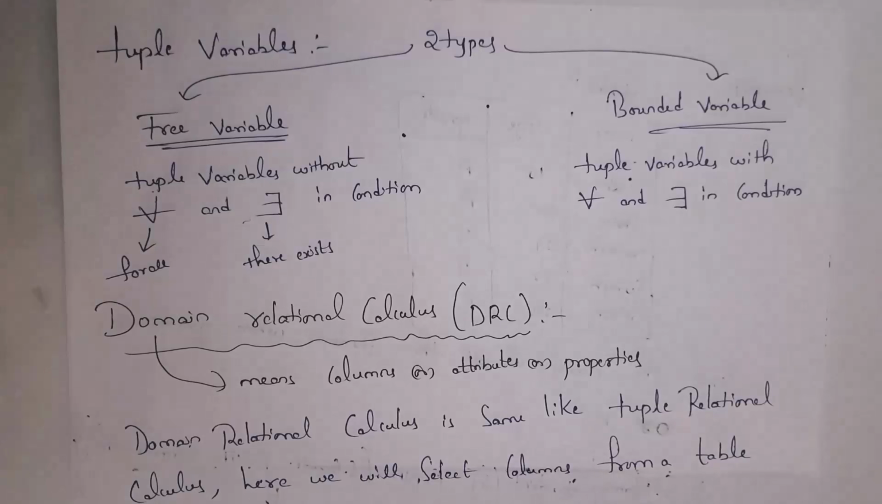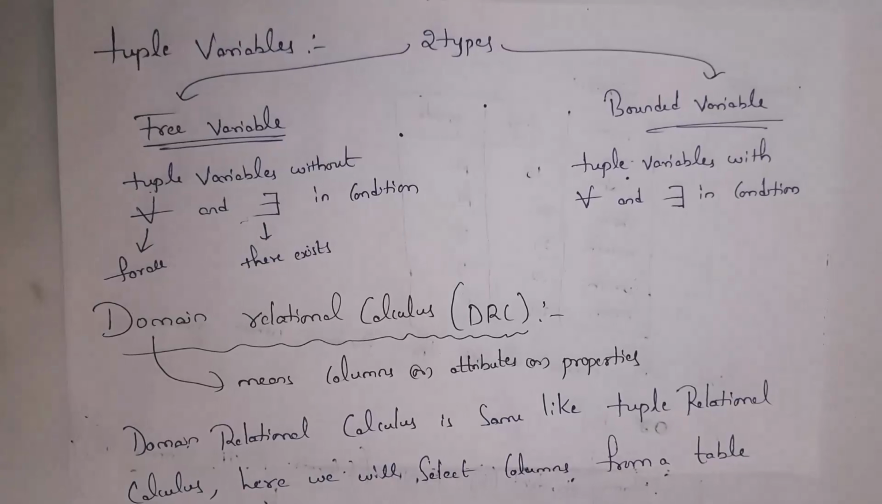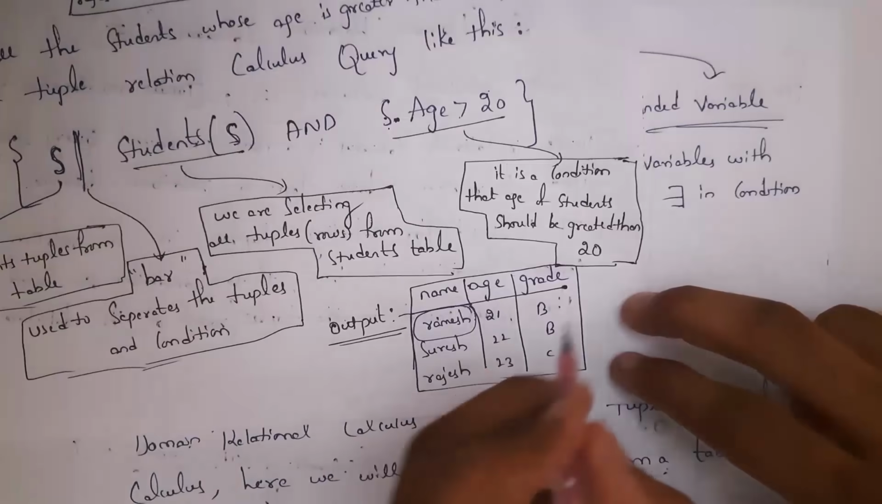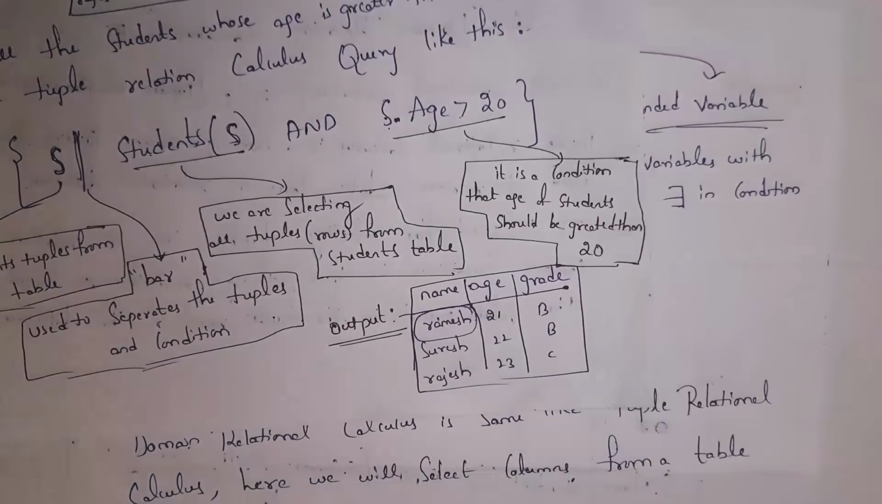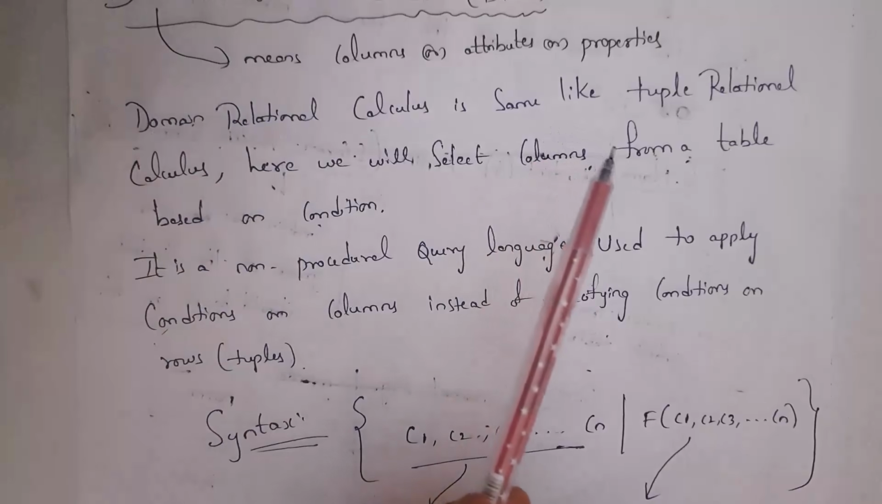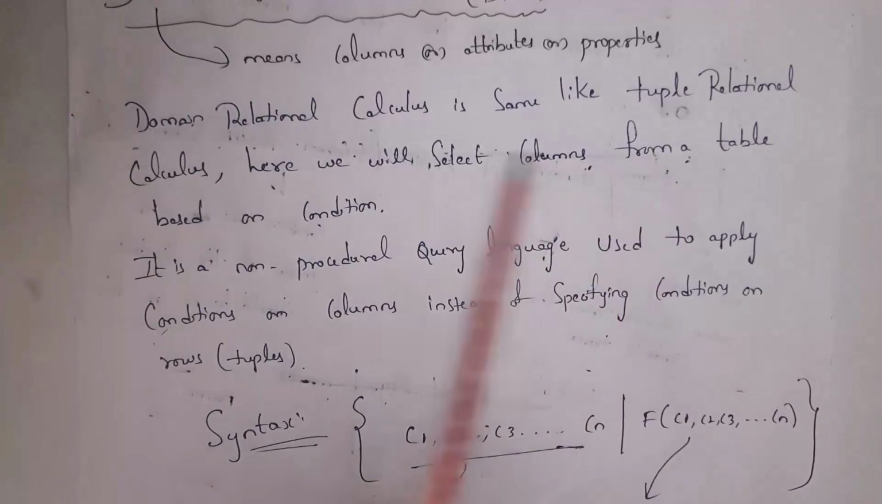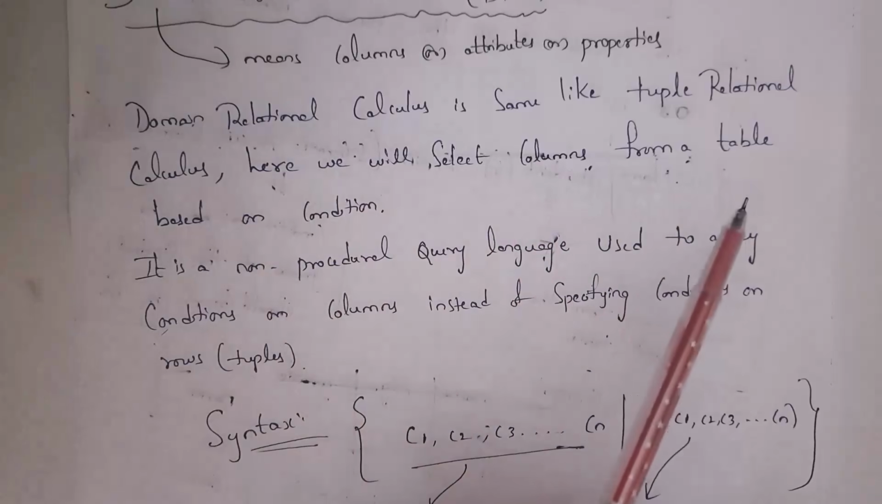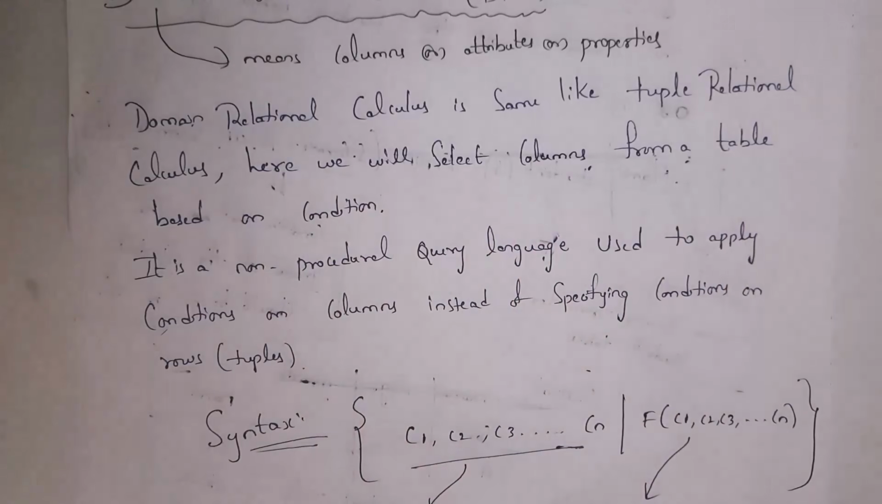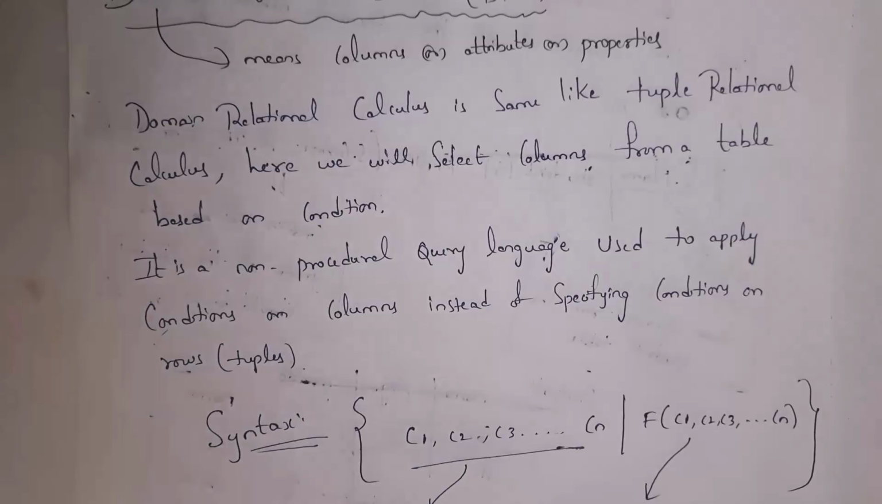And next I will explain what is domain relational calculus. Whereas tuple means rows or records, domain means columns. I don't want to select the complete record. I just want to select the name column. So for that purpose you can use domain relational calculus. Domain relational calculus is the same as tuple relational calculus. Here we will select columns from a table based on a condition. It is also a non-procedural query language. That means it focuses only on what to do and not how to do it. In domain relational calculus, we apply conditions on columns, not on tuples.